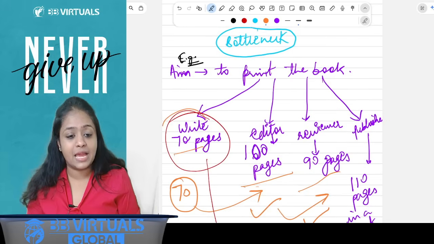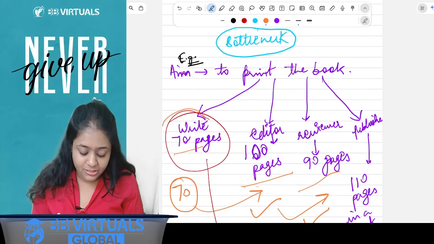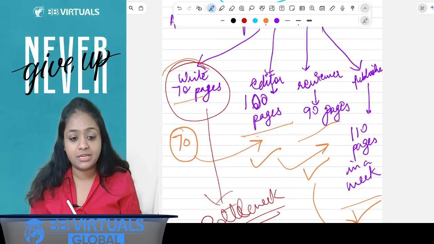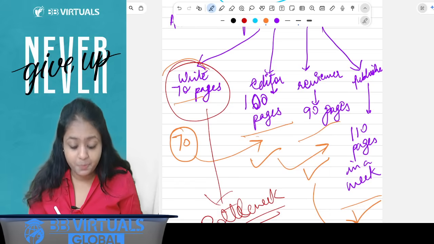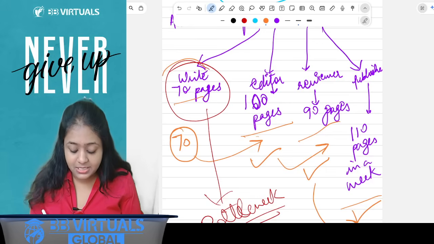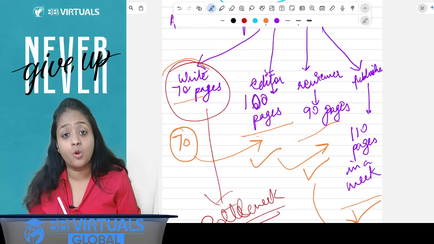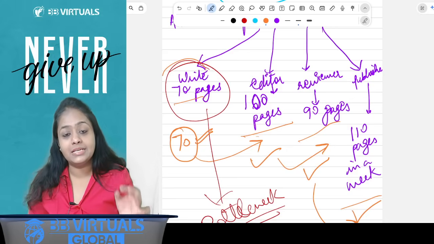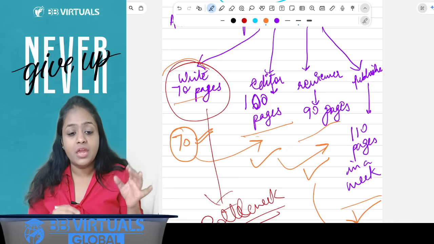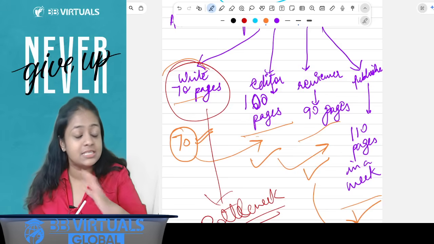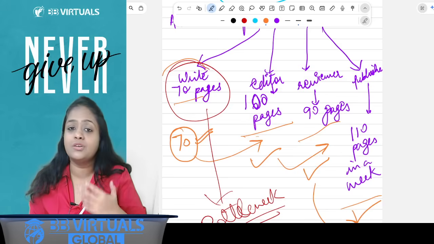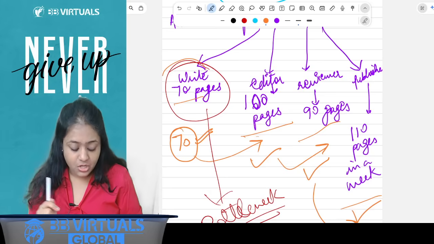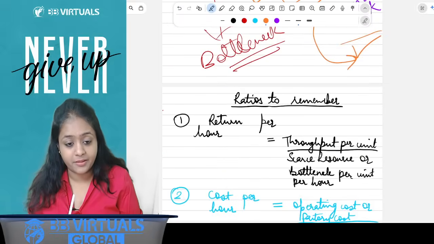Now, here I've given an example for bottleneck. For example, the aim is to print a book. There are 4 activities involved in it. A writer can write just 70 pages. An editor can edit 100 pages. A reviewer can review 90 pages and a publisher can publish 110 pages in a week. But overall, we would not be able to go beyond 70 because the writer is only writing 70 pages. So even if the editor, reviewer and publisher have more capacity, it still doesn't make sense because the writer cannot write beyond 70. So in any case, none of these activities can go beyond 70. So here the writer is my bottleneck.